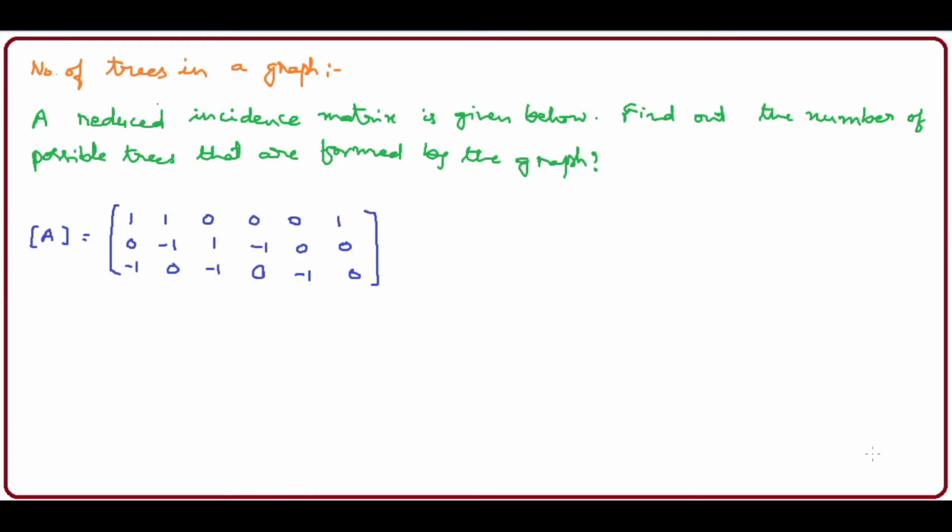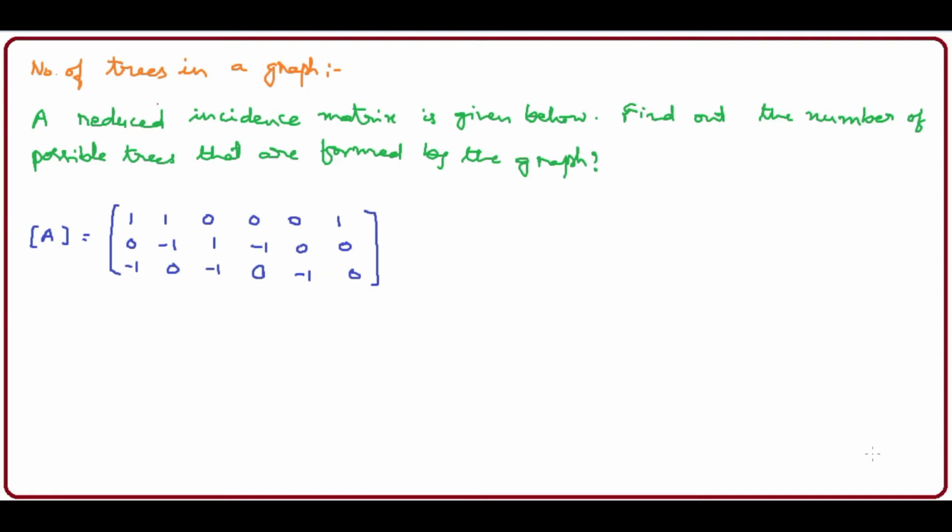Hi friends, so this is the question based on the reduced incidence matrix. We need to find out the number of trees that can be formed from the graph. The question will be asked in this way: a reduced matrix is given below. Find out the number of possible trees that are formed by the graph. So this is the question.